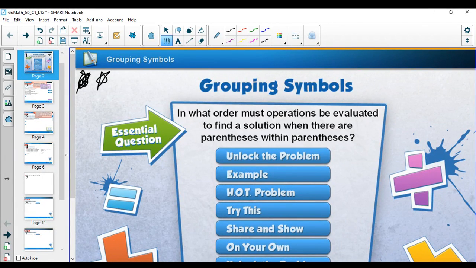So today we are going to be looking at lesson 112. And our essential question for today is, what order must operations be evaluated to find a solution when there are parentheses within another set of parentheses, right? So that's the big thing here. When we have multiple sets of parentheses, how do we work our way through it?